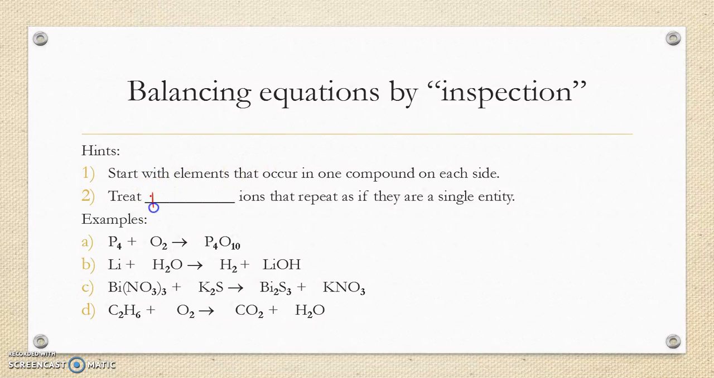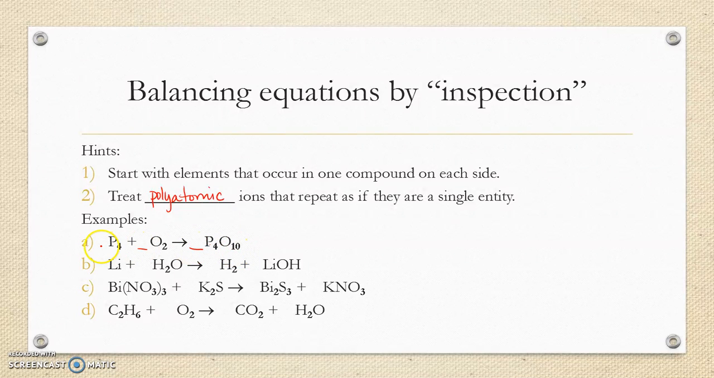You're going to treat polyatomic ions as if they are the same, and I'll show you what I mean in just a minute. But if an element is completely by itself, you want to try to leave that for last. All right, so on this one, letter A, we have P4O2 gives P4O10. Phosphorus, there's 4. Phosphorus, there's 4. It's good. Oxygen, there's 2. Oxygen, there's 10.